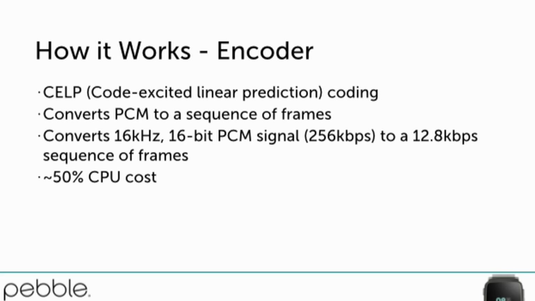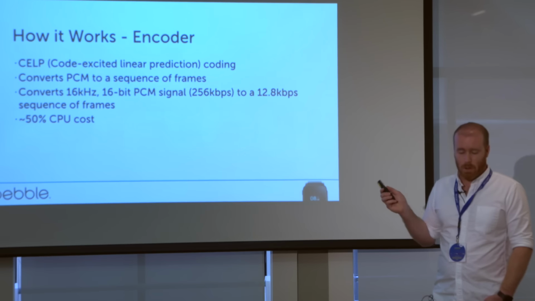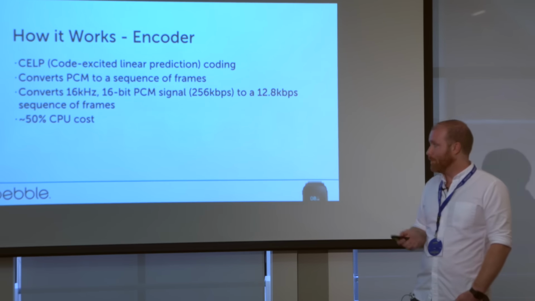That converts PCM, which is the 16-bit, 16 kilohertz signal, to a sequence of frames, which equates to a 12.8 kilobits per second data rate, and that's down from 256 kilobits per second. Of course, as I mentioned already, it comes at a cost. We're doing quite a bit of work on the CPU when that's going on, and I'll come back to why that's important a bit later.